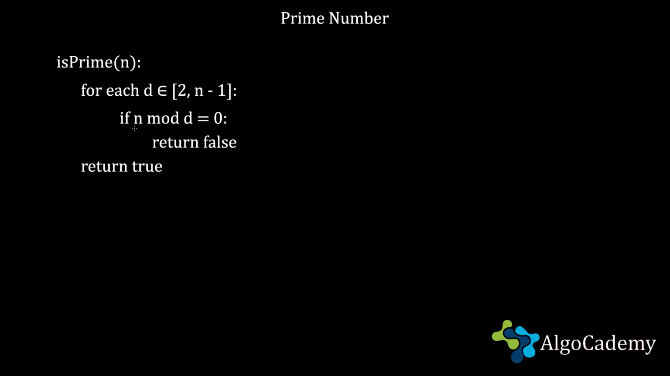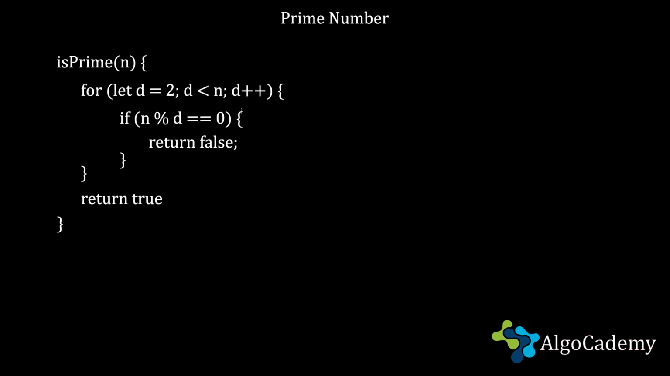Then I check if n modulo d equals 0. This means I've found a divisor in this range, so I can return false right away because I know that n is not a prime number. There is no need to try out other divisors, right? And if my loop finishes execution naturally, so the value of d became n, which is not in this range anymore, then I'm going to be here. If I reach this point, this means that I haven't exited the function, so I haven't executed this line of code, which means that I didn't find any divisor, so the number is prime and I can return true.